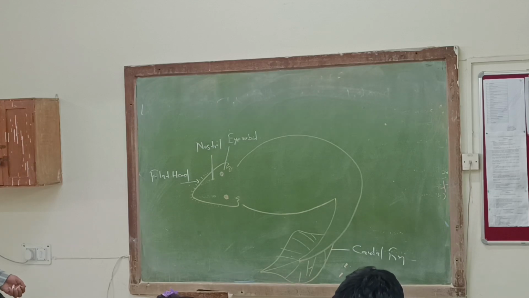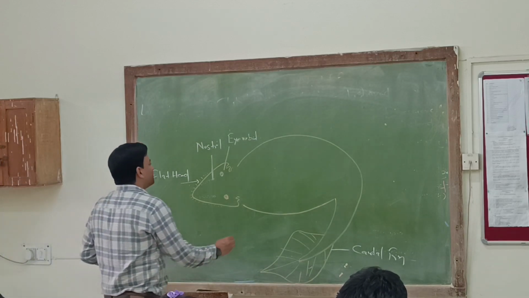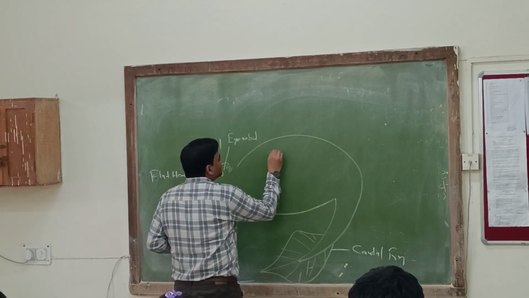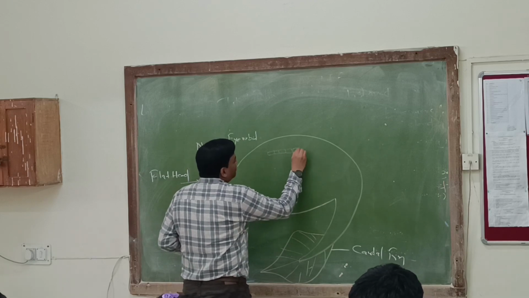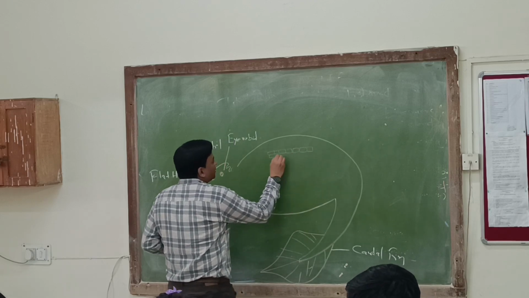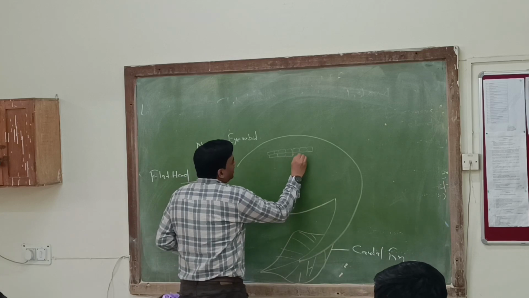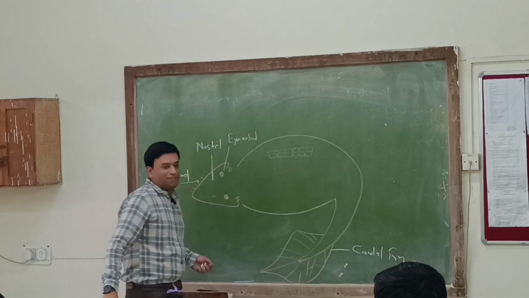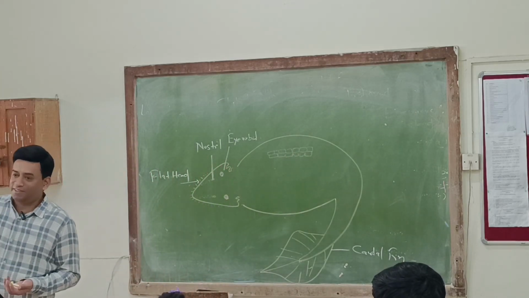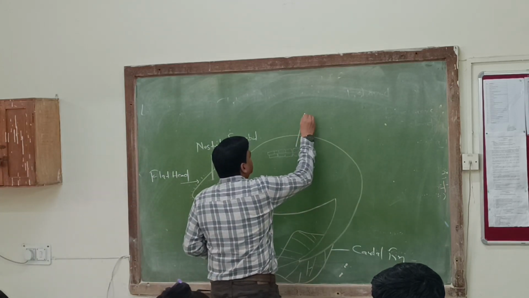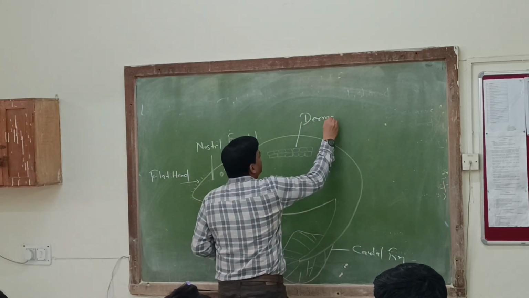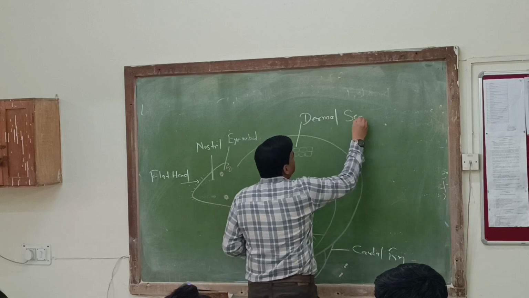And it has got dermal scales. Now we know that amphibians don't have dermal scales. So if it has dermal scales, then it's 100% a fish, because fishes have scales. So this is a fish. Dermal scale. Amphibians don't have this quality.